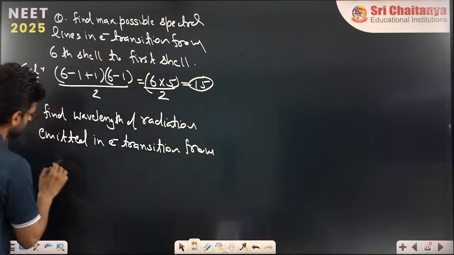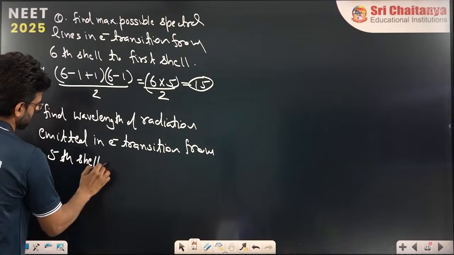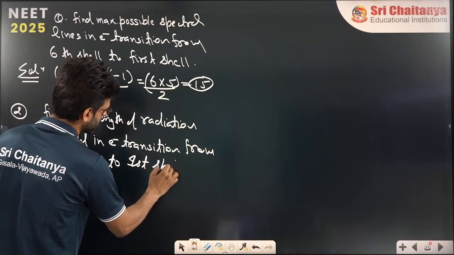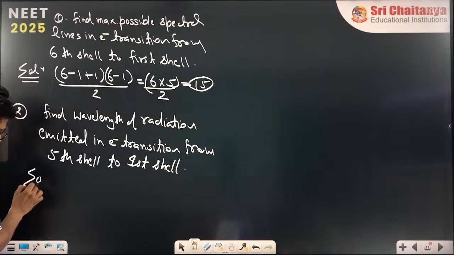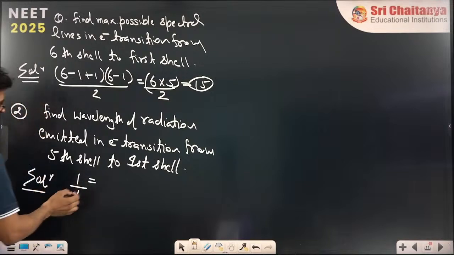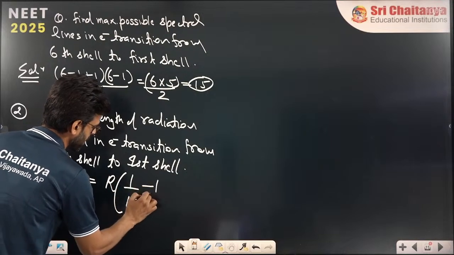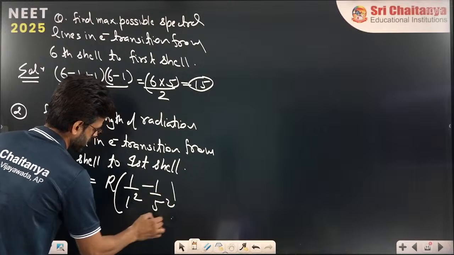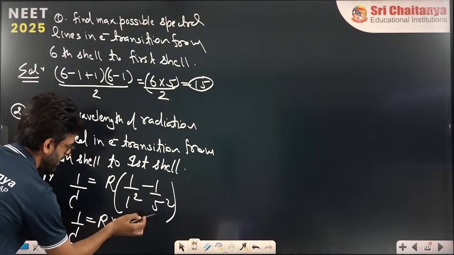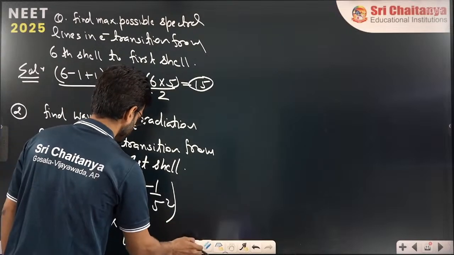in electron transition from the 5th shell to the first shell. Here they are saying the electron jumps directly from 5th to 1st. So the formula is 1 by lambda equals R, the Rydberg constant, into 1 by 1 square minus 1 by 5 square. That's it. If you solve it, what is coming? 1 by lambda equals R into 21 by, 21 by how much?